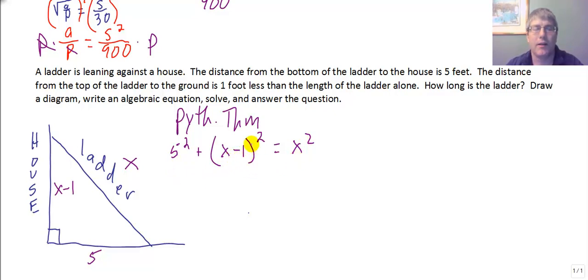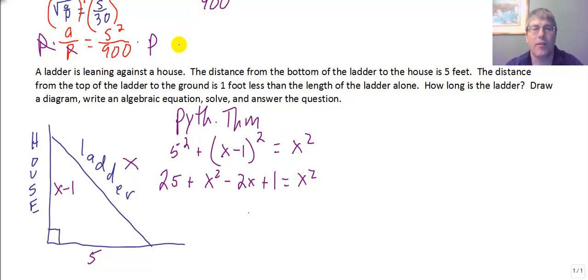Now be careful here, because (x minus 1) quantity squared is a perfect square trinomial. It is not x squared minus 1 or x squared plus 1, but it follows the pattern of a perfect square trinomial. It's x squared minus 2 times a times b. So minus 2x plus 1 equals x squared.